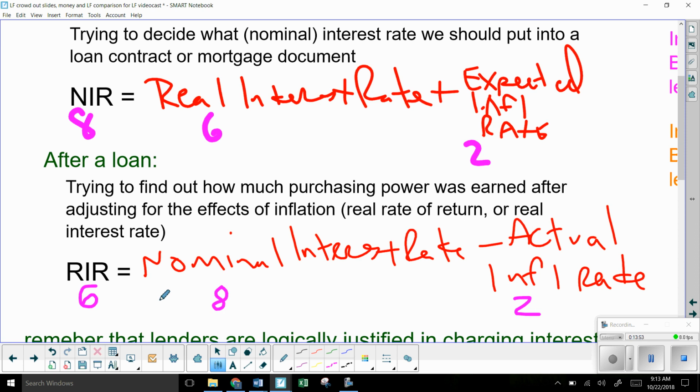So with that $108, I could pretty much buy a bigger pile of stuff than what I could have with the $100 I lent you. I could buy a pile of stuff that's worth $106 today. So that would be my 6% real gain net of inflation.